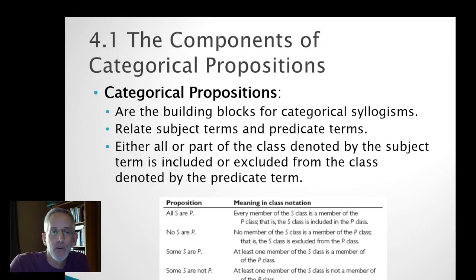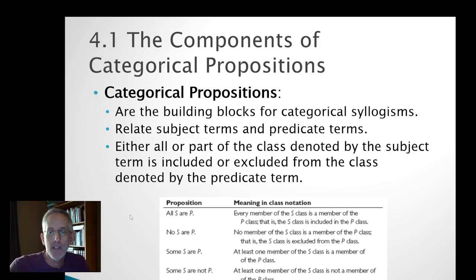So what they do, every categorical proposition, it relates a subject term and a predicate term, and either all or part of the class denoted by the subject term is included or excluded from the class denoted by the predicate term. Now that's just fancy language, and all that really means is that whatever is asserted in the subject is either asserting or denying something that's in the predicate slot of the proposition.